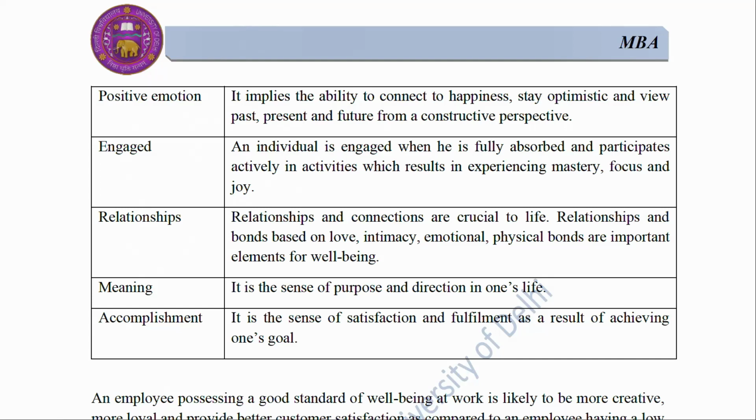Relationships. Relationships and connections are crucial to life. Relationships and bonds based on love, intimacy, emotional, and physical bonds are important elements for well-being. Meaning, it is the sense of purpose and direction in one's life. Accomplishment, it is the sense of satisfaction and fulfillment as a result of achieving one's goal.